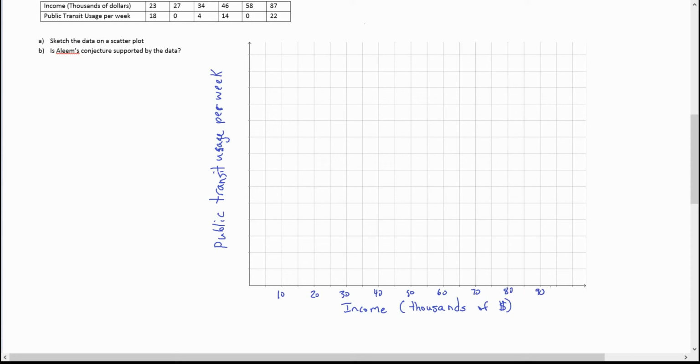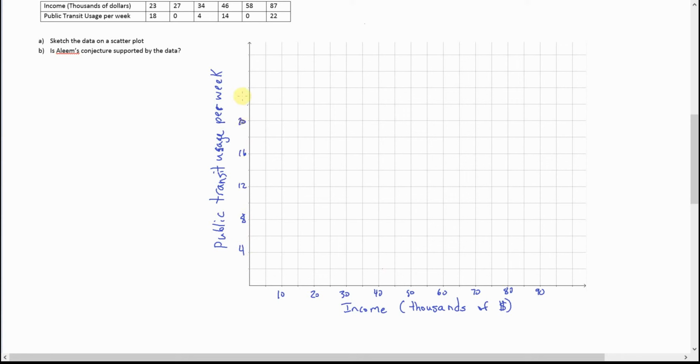Okay, not bad. And then the public transit usage is up to 22. So we have 14 here. Let's go up by 2s. So 2, 4, 6, 8, 10, 12, 14, 16, 18, 20, 22, 24.